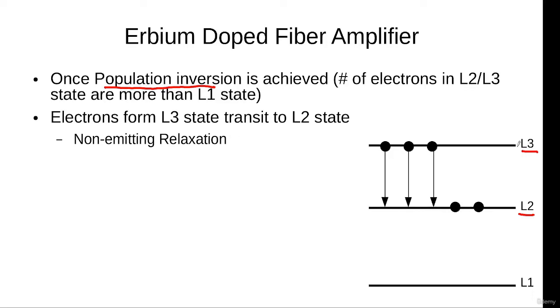Now the L3 state is not a stable state, so the electrons would move from the L3 state to the L2 state. However, since these states are very close to one another, when these electrons move from the L3 state to the L2 state, they would not emit any light. So this transition from the L3 state to the L2 state is called non-emitting relaxation.